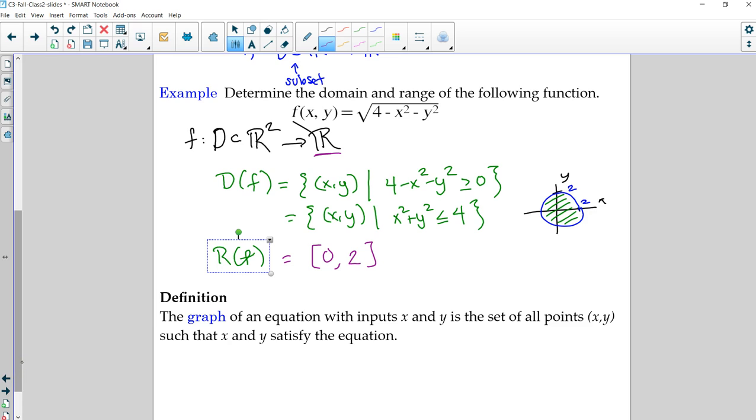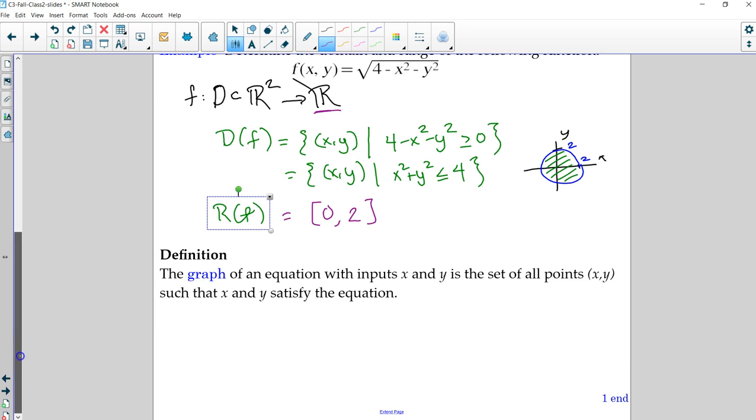With these two things known, the domain and range, we have enough to construct a graph. A general definition of a graph here is an equation with inputs and outputs. When we're working in 3 dimensions, we're going to have inputs of x and y typically, and then we could have output of z or whatever. As long as we satisfy the equation, we're good.